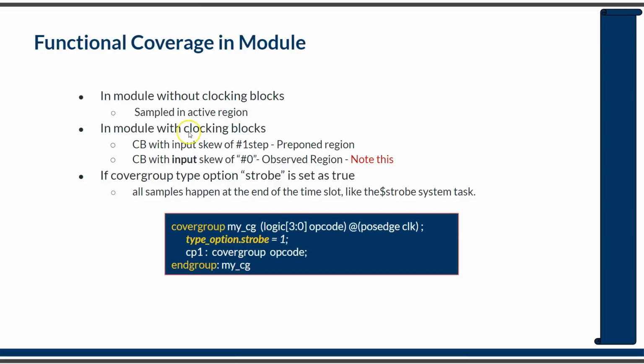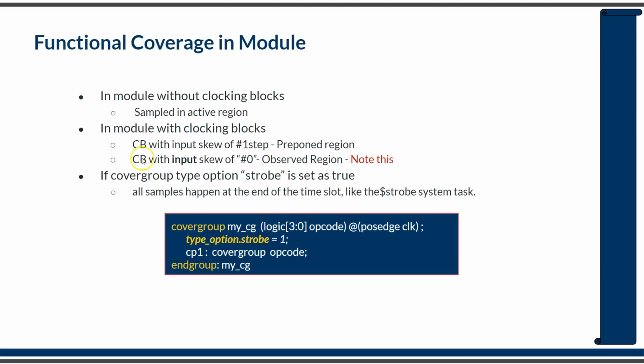But if you're using a clocking block along with the functional coverage items, say for example, if you are sampling the functional coverage like cb.variable, then based on the input skew, the sampling will be happening either in the pre-point region or in the observed region. So there is a slight difference in the behavior of clocking block in case of sampling for functional coverage. If the clocking block input skew is specifying #1step, then as always it will be sampled in the pre-point region. But if the input skew is given as just #0, note that this is input skew, then those signals will be sampled in the observed region.